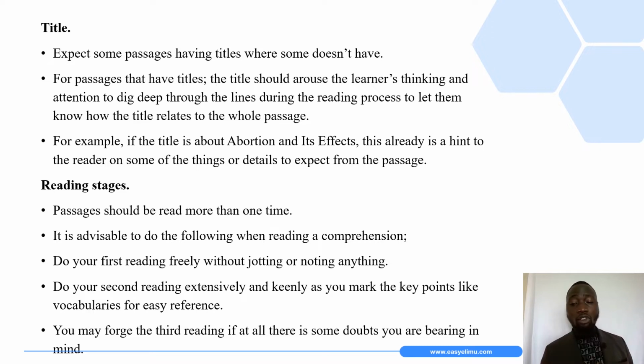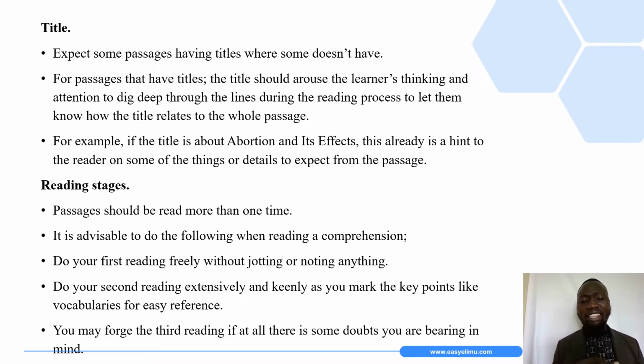So it is now in the second reading that a learner or a student can attempt jotting or noting some of these key points that they come across in their second reading. So if you're okay with that, it is good. But if you aren't satisfied, you are also advised that you may forge the third reading if at all there are some doubts you are bearing in mind.